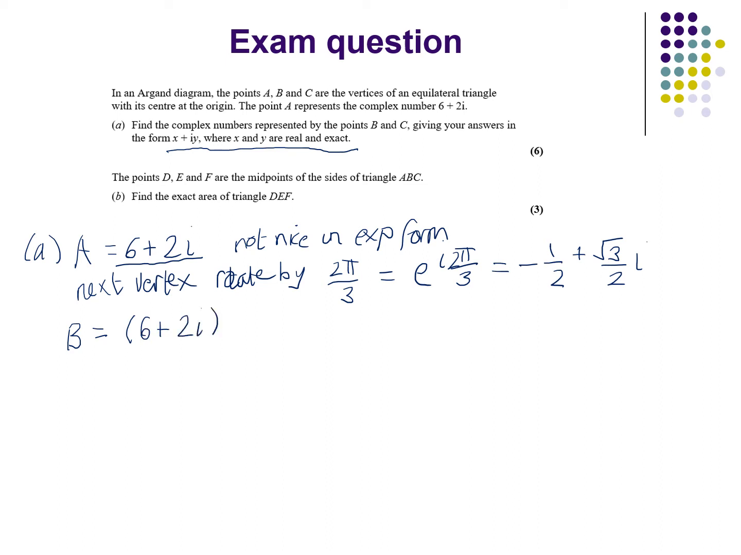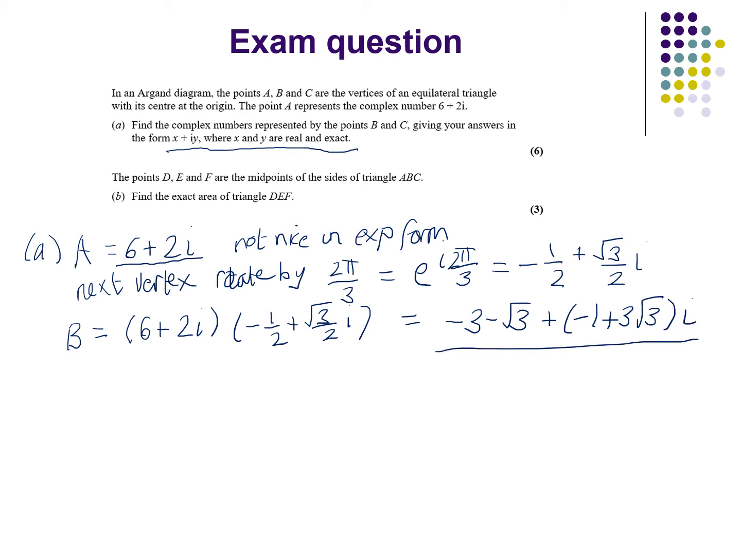So what I can do to get B is I can multiply that by that, because at the end of the day I'm still multiplying to do that rotation, it's just in a different form. And what's quite nice is put that in your calculator, and your calculators are good enough, try typing it in double brackets, to give you a nice exact form answer, just like that. And that's what the examiner was after.